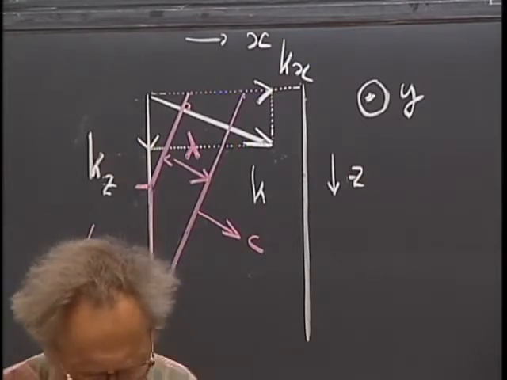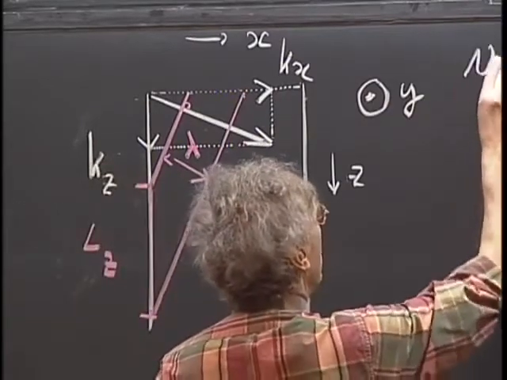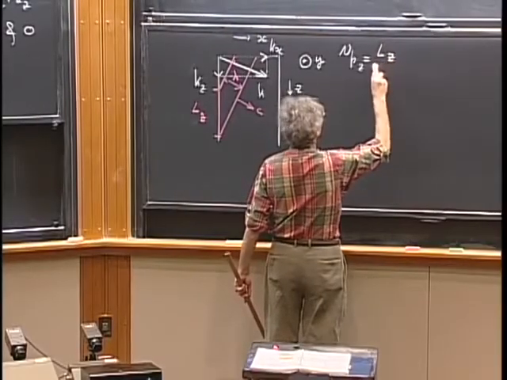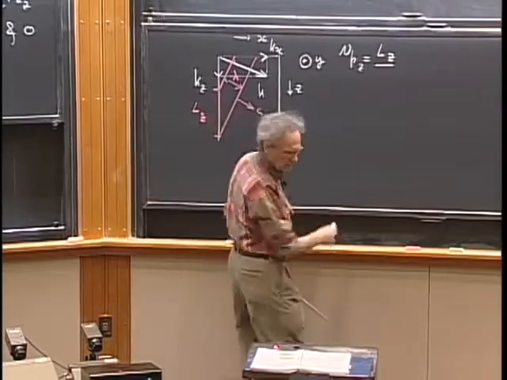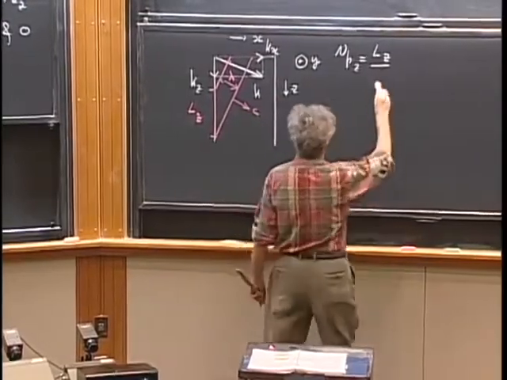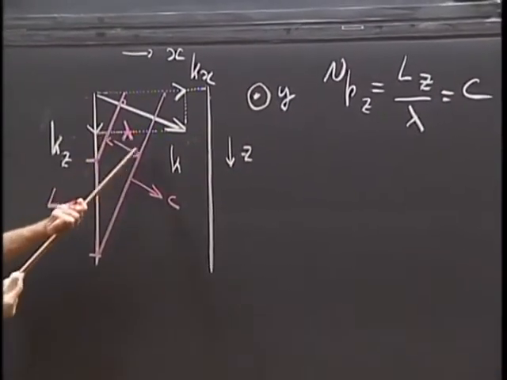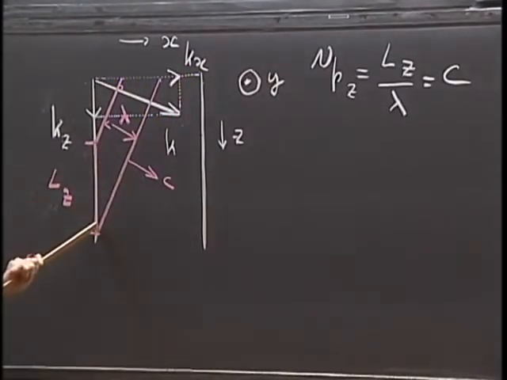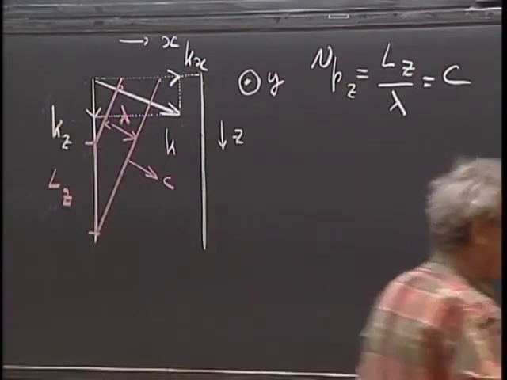And so it is immediately obvious, by the definition of phase velocity, that the phase velocity in the z direction must be Lz divided by lambda times c. Because it goes from here to here with the velocity c. But here it goes much further in the same amount of time, so now that must be times c, not equal c, but times c.